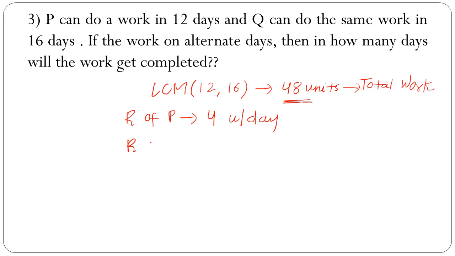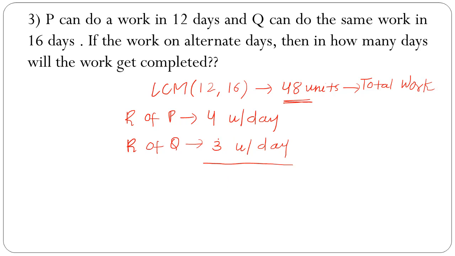So the rate of Q will be given by 48, which is the total work, divided by the time taken by Q. So 48 by 16 is 3 units per day. See, now in the question it's given that they work on alternate days, right? So P will work on the first day, then Q will work on the second day, P will work on the third day, then Q will work on the fourth day, and so on till they complete the work.